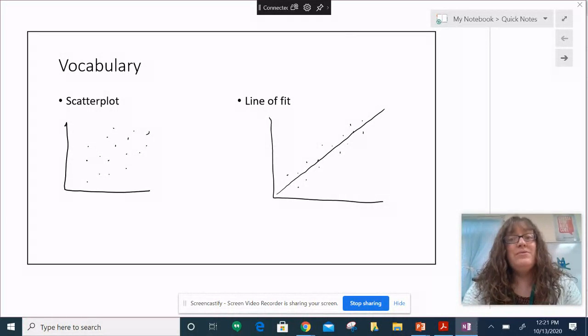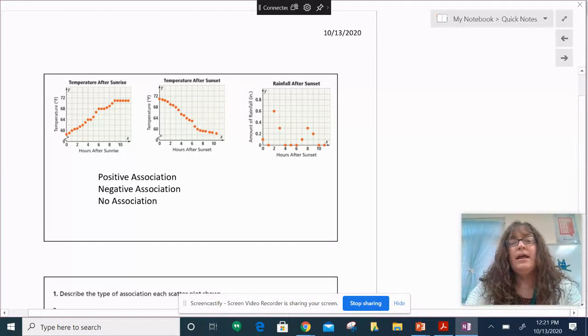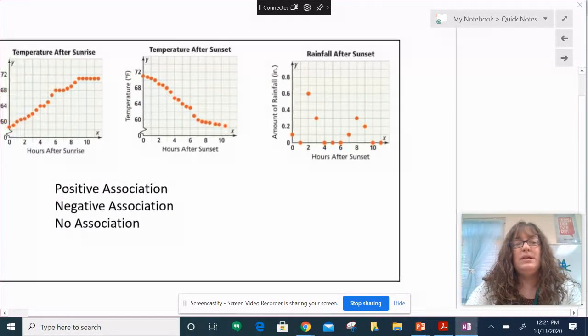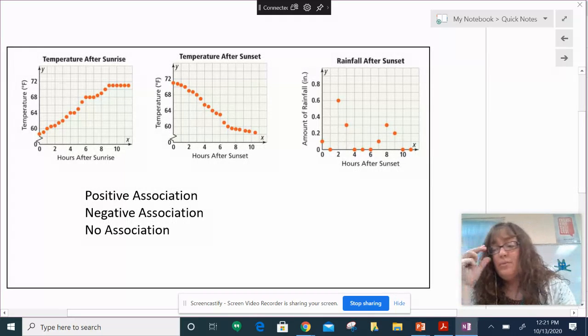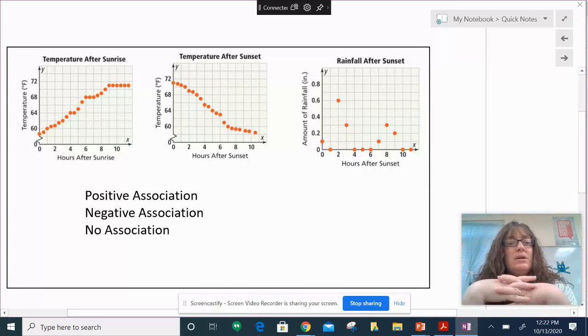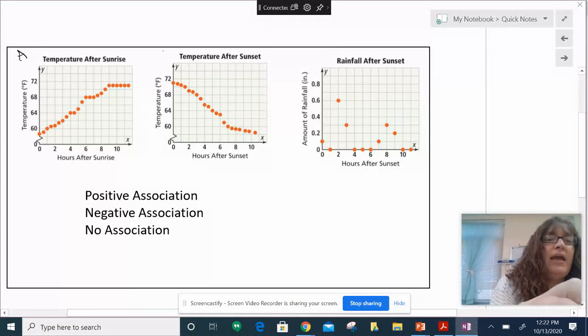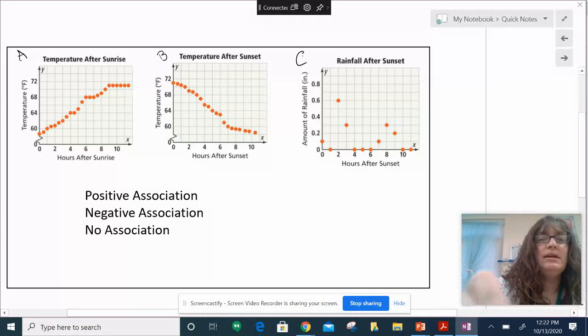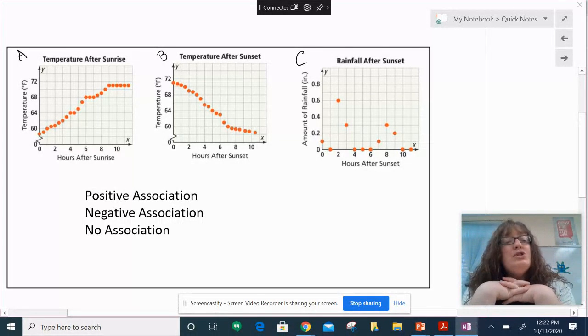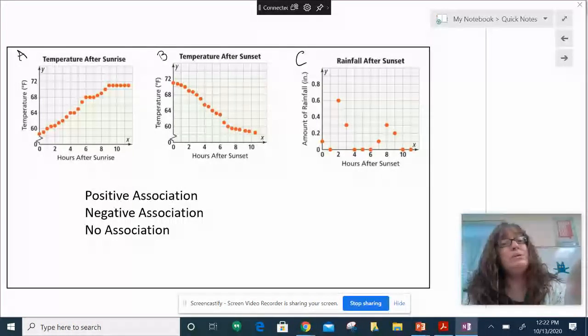So continuing with some vocabulary, we've got the basic stuff, the scatter plot, what it looks like, and what a line of fit is. What we're going to look at now is what we call associations or relationships between the information. So I've got three words here: positive association, negative association, and no association. If I call these graphs A, B, and C, would you take a guess on which one, graph A, B, or C, is a positive association, which is a negative association, and which one has no association?